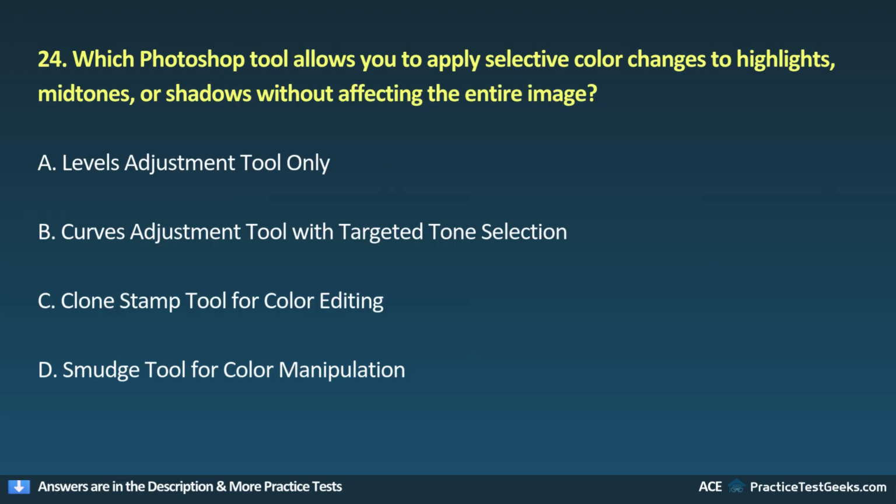24. Which Photoshop tool allows you to apply selective color changes to highlights, midtones, or shadows without affecting the entire image? A. Levels adjustment tool only. B. Curves adjustment tool with targeted tone selection. C. Clone stamp tool for color editing. D. Smudge tool for color manipulation.